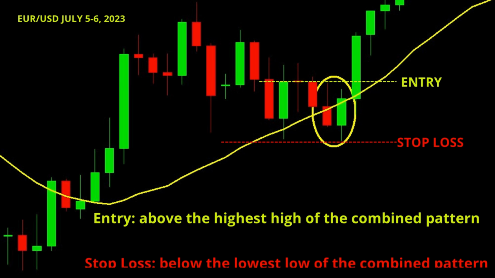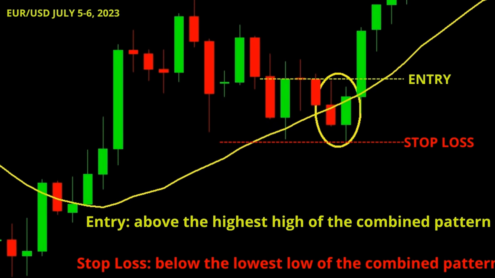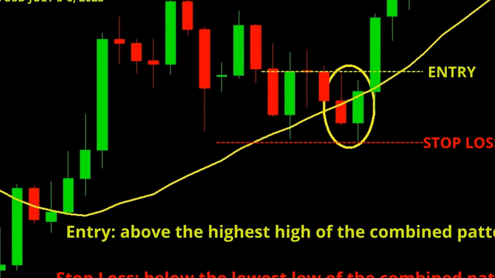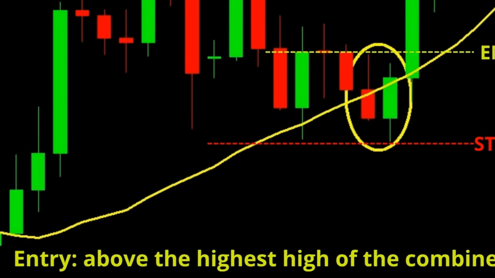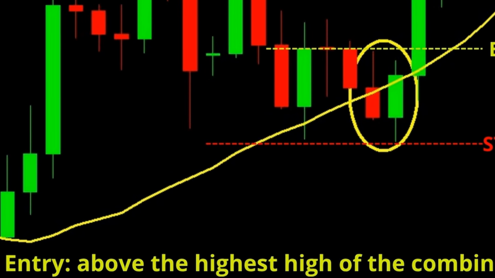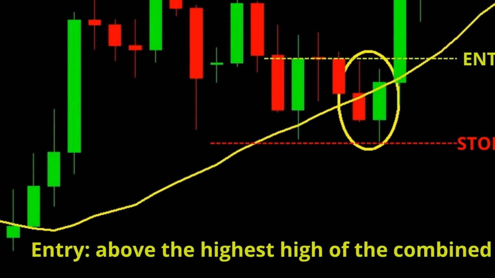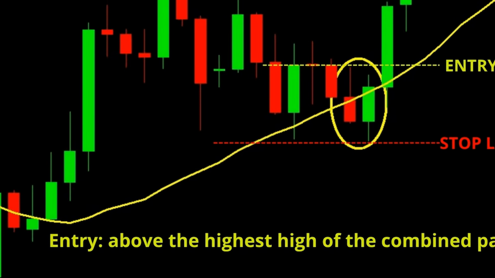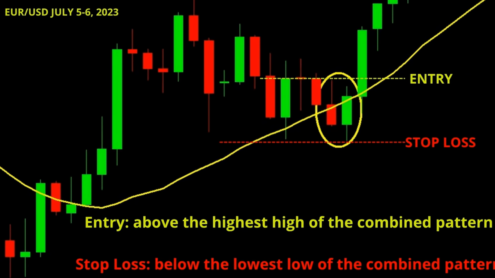Finally, we set our execution plan. The entry is placed just above the highest high of the combined pattern to ensure we only enter when the upward movement is confirmed. The stop loss is placed securely below the lowest low of the two bars, defining our exact risk for this trade. This approach ensures maximum precision and risk control.